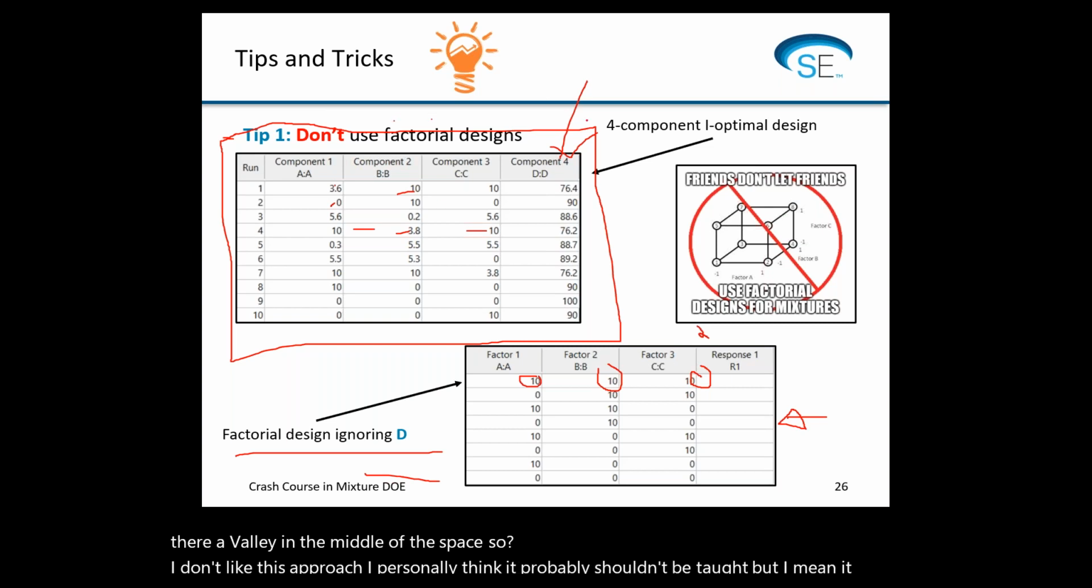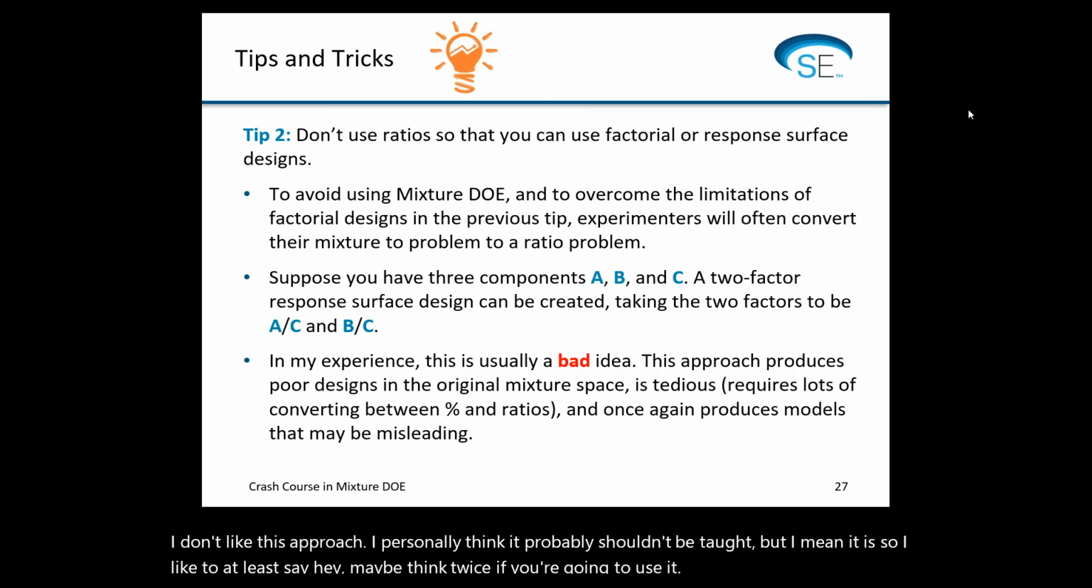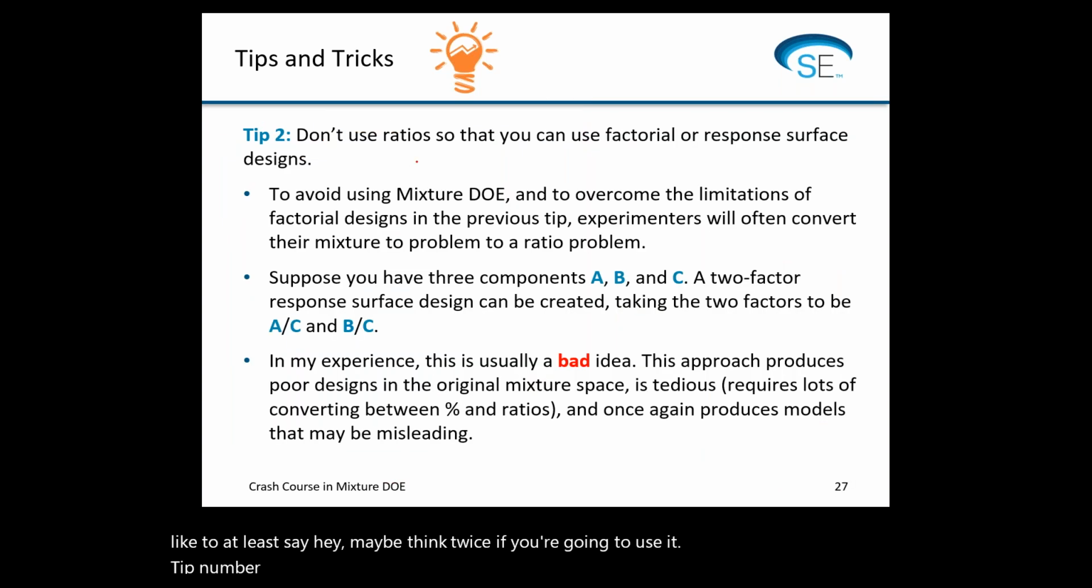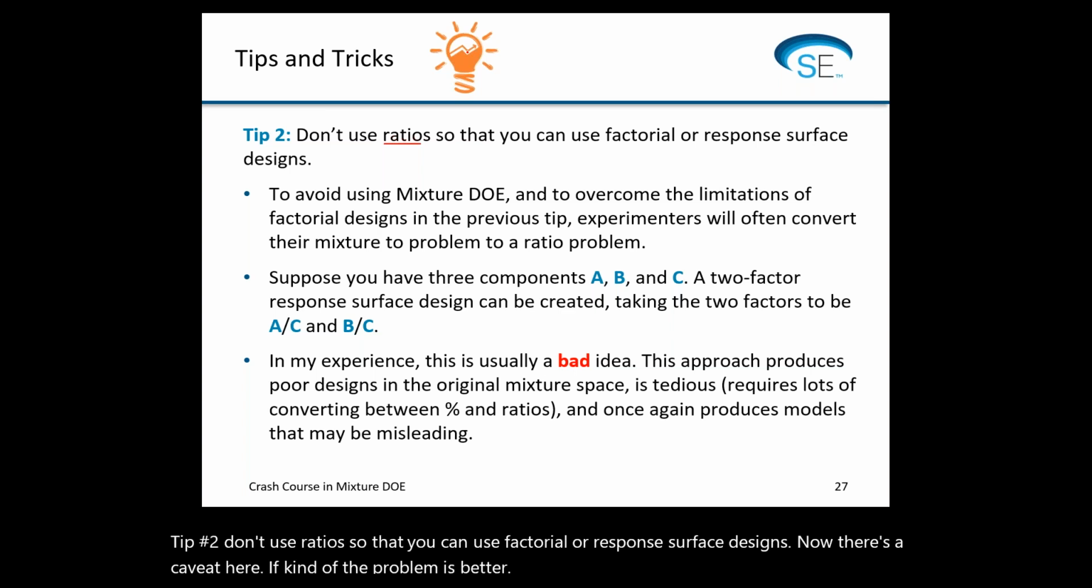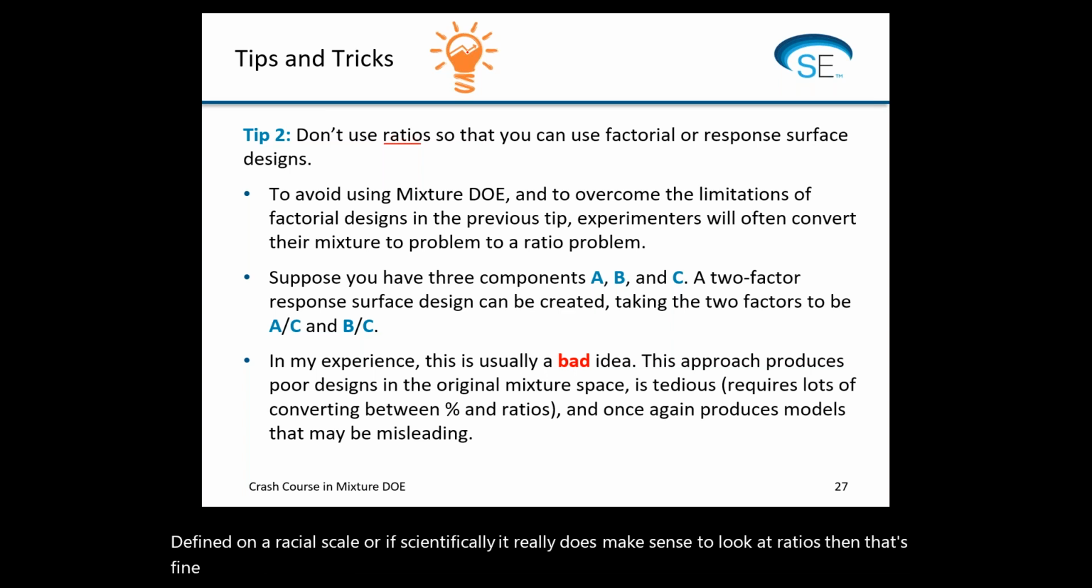So I like to at least say, hey, maybe think twice if you're going to use it. Tip number 2, don't use ratios so that you can use factorial or response surface designs. Now, there's a caveat here. If the problem is better defined on a ratio scale, or if scientifically it really does make sense to look at ratios, then that's fine. It's perfectly fine to use ratios in that case.